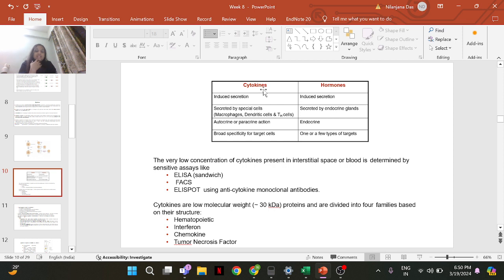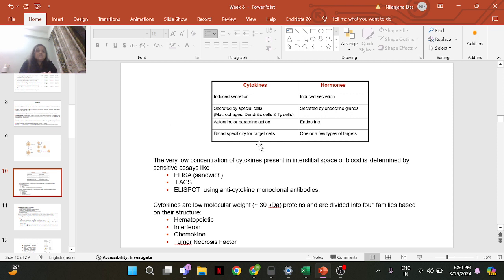So as I already told, there are some similarities between the cytokines and the hormones. Both cytokines and hormones are induced by some kind of stimuli and only then secreted. Hormones are secreted by endocrine glands, and the cytokines are secreted by some special cells like Th cells, dendritic cells, macrophages. The cytokine can also affect the same cell or a nearby cell, while the hormone can affect a cell which is far away from its site.